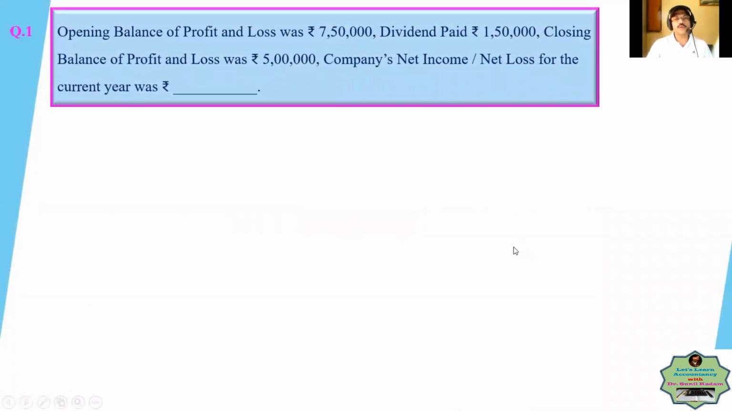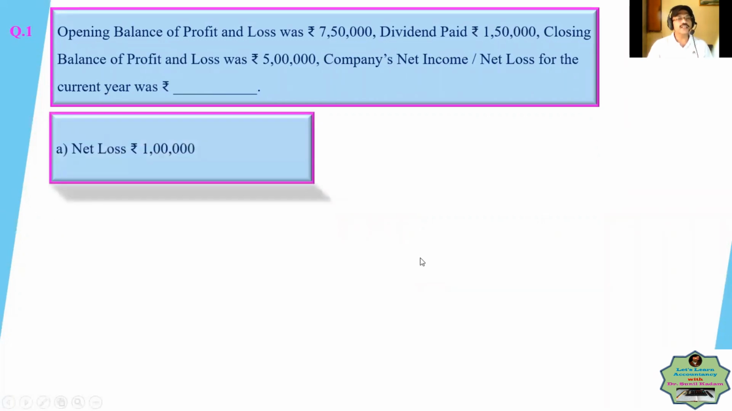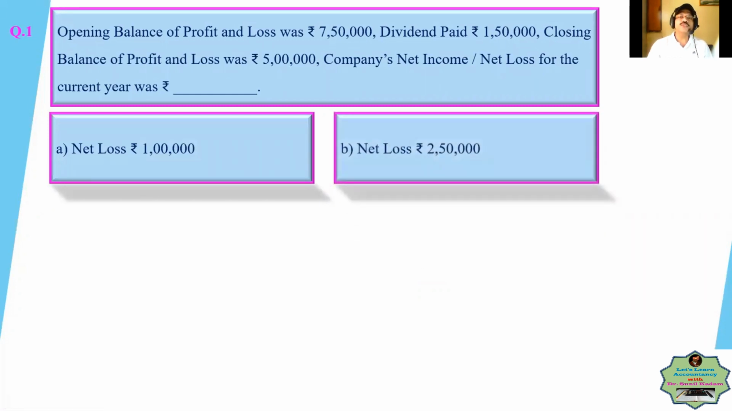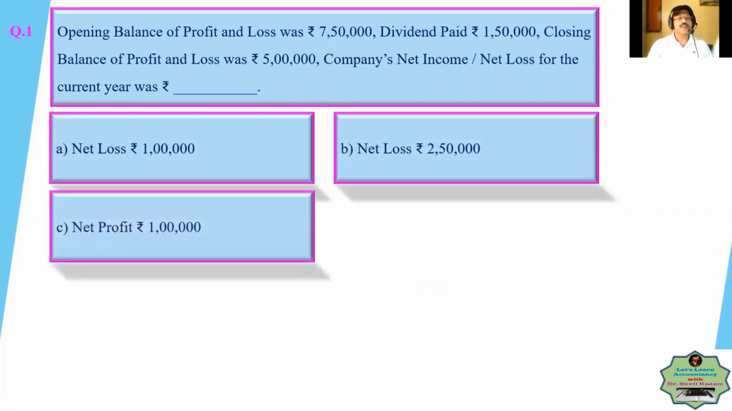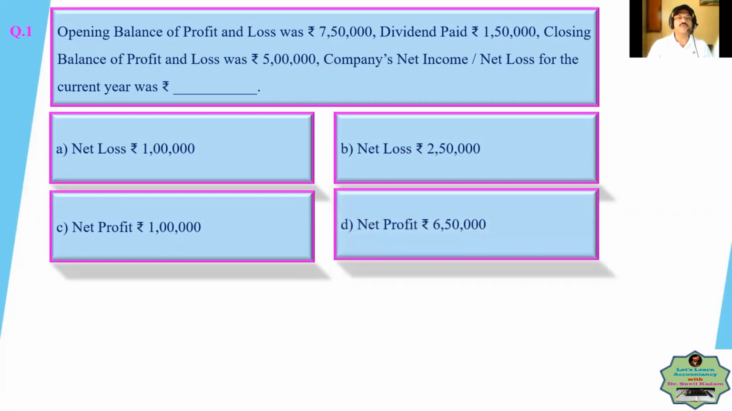Opening balance of profit and loss account was rupees 7,50,000. Dividend paid rupees 1,50,000. Closing balance of profit and loss account was rupees 5 lakh. Company's net income, net loss for the current year was dash dash. So the options are net loss rupees 1 lakh, net loss rupees 2,50,000, net profit rupees 1 lakh, net profit 6,50,000.